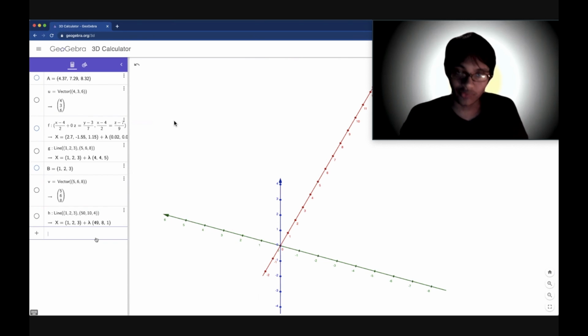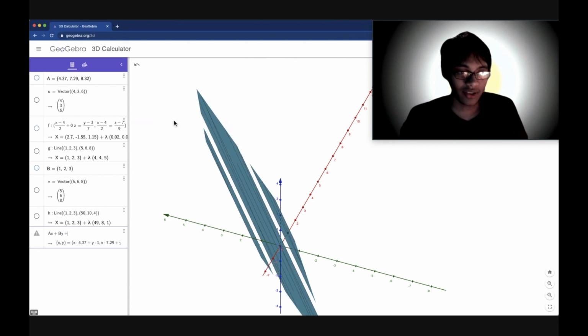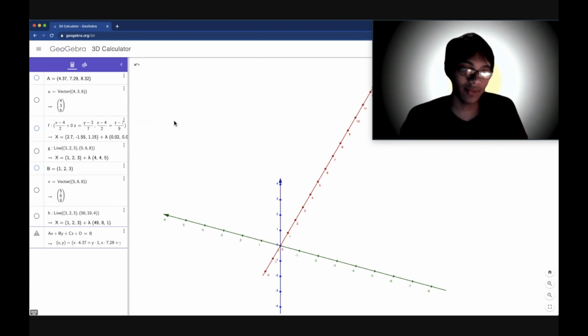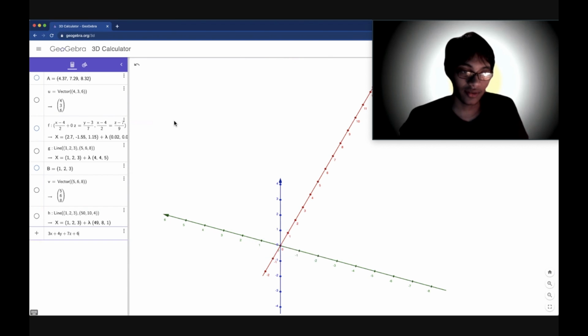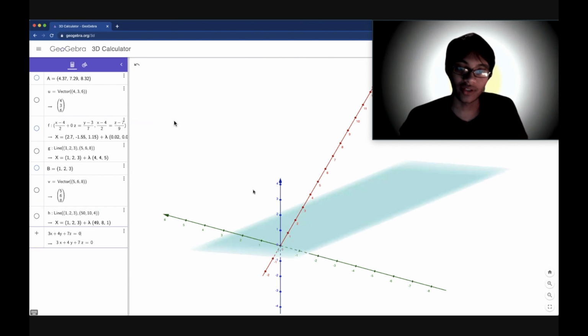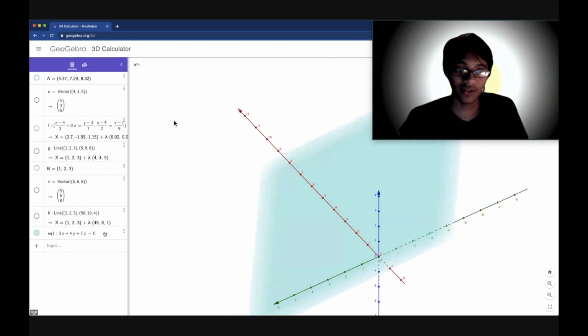How about planes? We haven't talked about planes. Well, remember the general equation for a plane in 3D space is ax plus by plus cz plus d is 0. And we can put that to use. Maybe I can put 3x plus 4y plus 7z plus 6 is 0. Okay, or you know what? Let's just set it to 0 for now. So here's our plane right here.